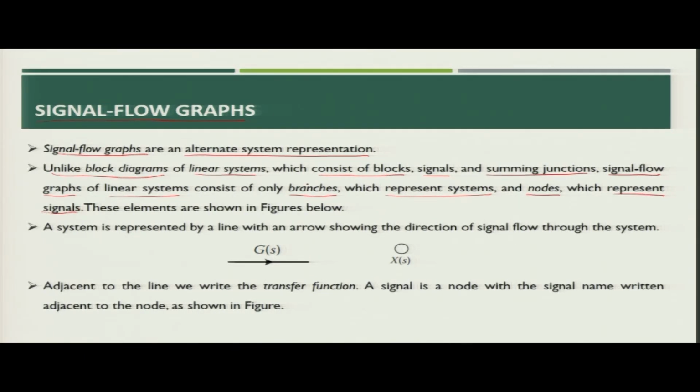So, in the signal flow graph, G(s) is the transfer function of the system and a node is represented by a circle where X(s) is the signal that can be either input, output or an intermediate signal of the system. Now, adjacent to the line we write the transfer function. So, this is the transfer function of the system, and in case of a signal we write the name near to that particular node.